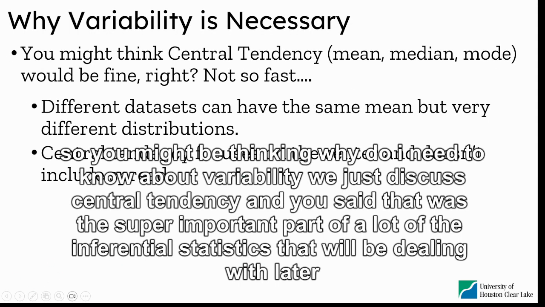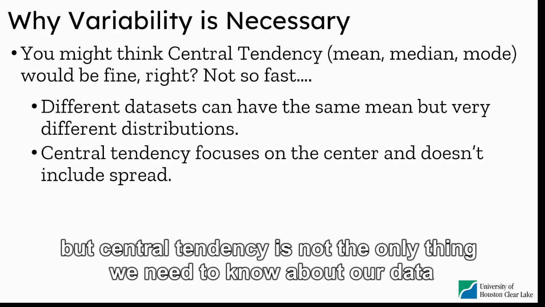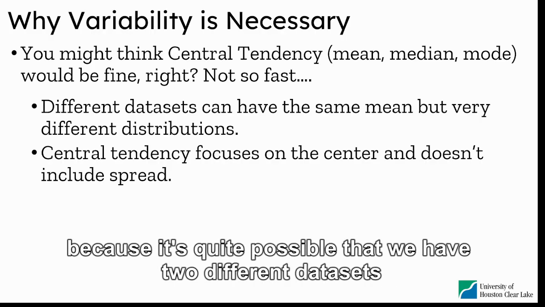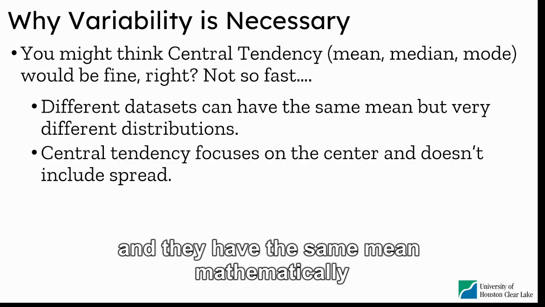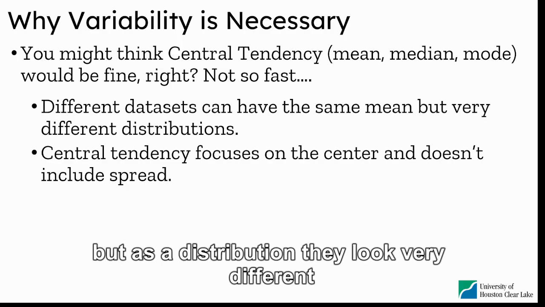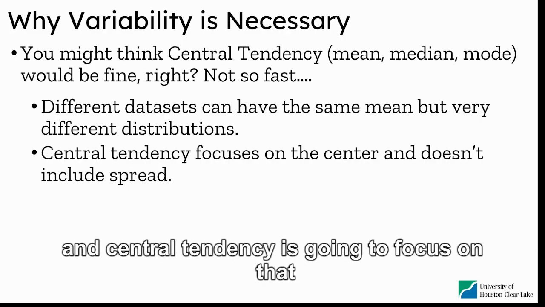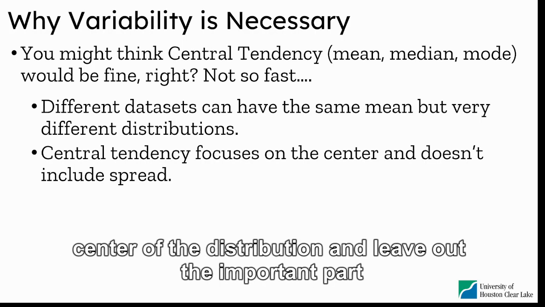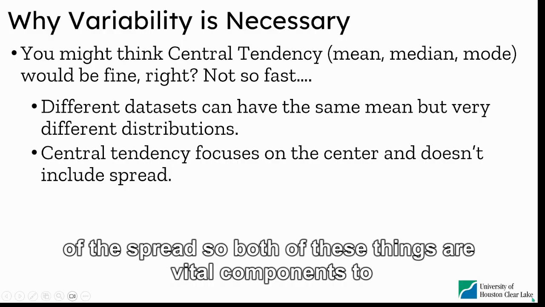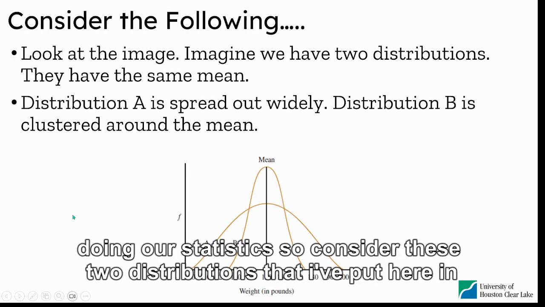So you might be thinking, why do I need to know about variability? We just discussed central tendency, and you said that was a super important part of a lot of the inferential statistics that we'll be dealing with later. And that's true, right? But central tendency is not the only thing we need to know about our data, because it's quite possible that we have two different data sets and they have the same mean mathematically, but as a distribution, they look very different. And central tendency is going to focus on that center of the distribution and leave out the important part of the spread. So both of these things are vital components to doing our statistics.